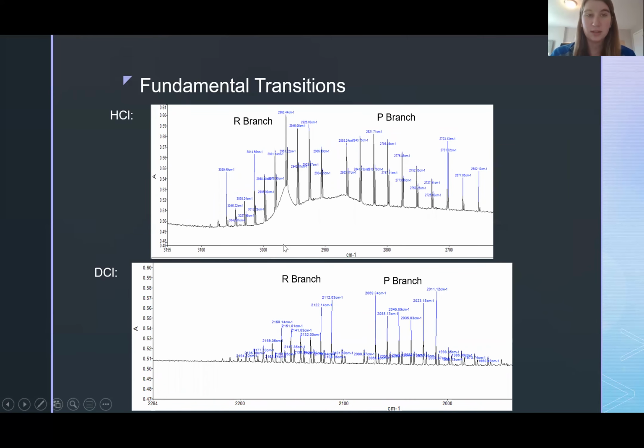So the fundamental transitions are given a close-up here with the R and P branch, which correspond to an increase in the vibrational quantum level and a decrease.